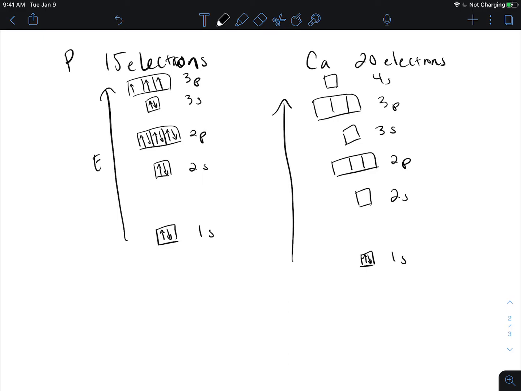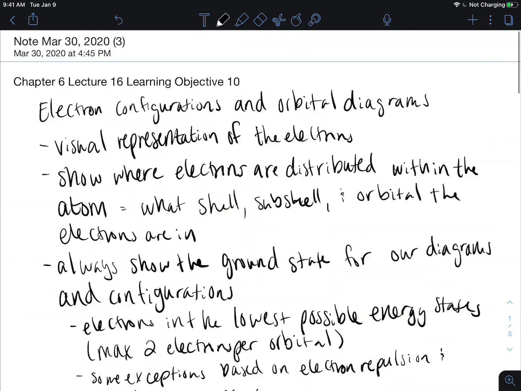1, 2, 3, 4. You can also add them as half. 5, 6, 7, 8, 9, 10, 11, 12, 13, 14, 15, 16, 17, 18, 19, 20. Okay, now I know where to stop with both of these because I looked at my periodic table.